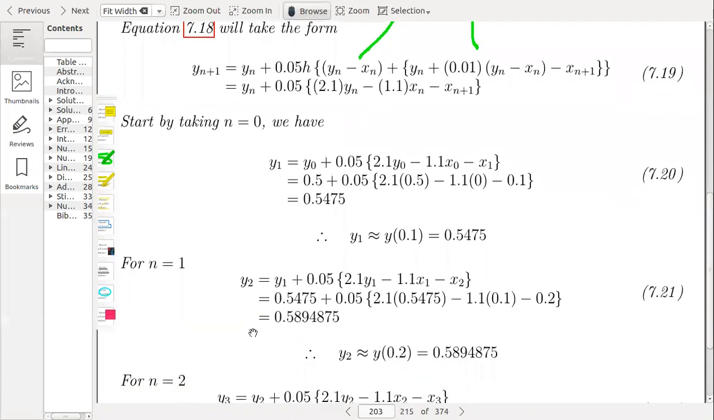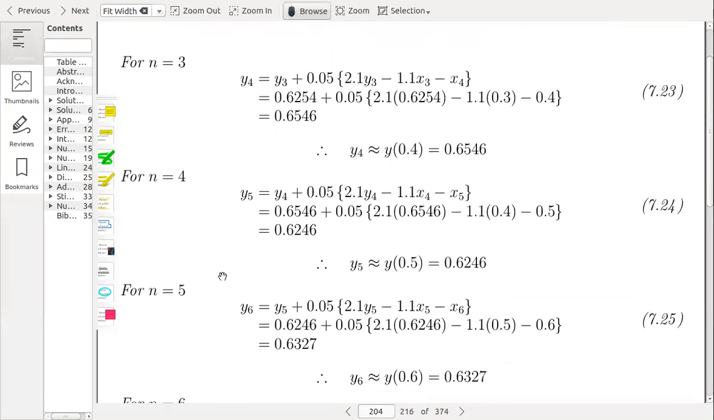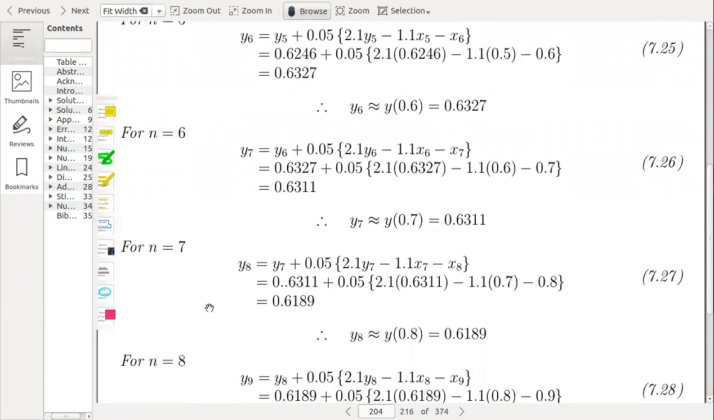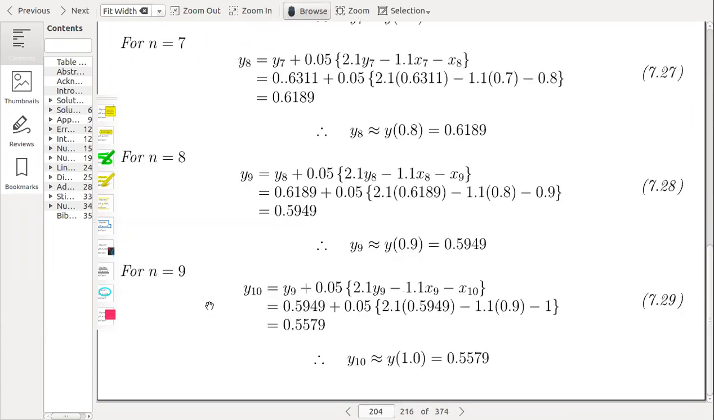Similarly, for n is equal to 1, we have calculated this value. For n is equal to 2, 3, 4, 5, 6, 7, 8, 9. So after 9 iterations, we have the solution at y is equal to 1, which is 0.5579.